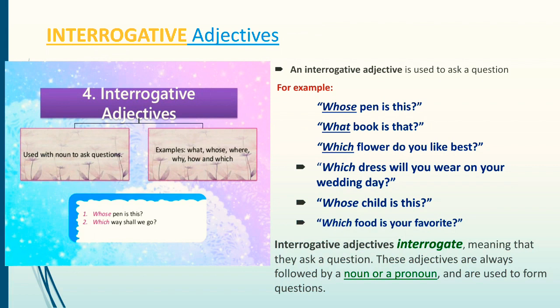Which dress will you wear on your wedding day? Whose child is this? Which food is your favorite? Interrogative adjectives interrogate, meaning that they ask a question. These adjectives are always followed by a noun or a pronoun and are used to form questions.